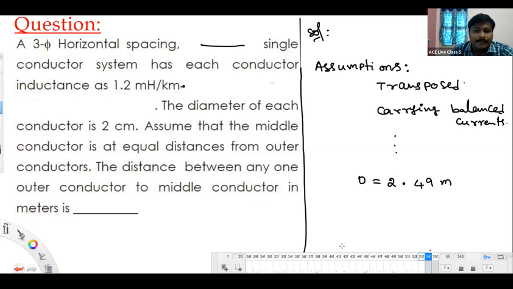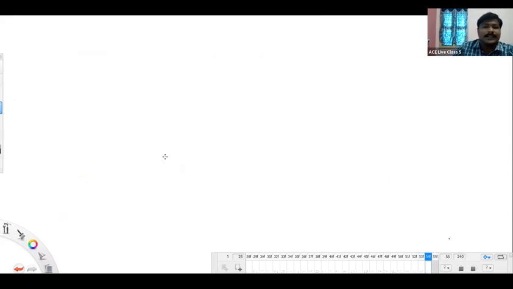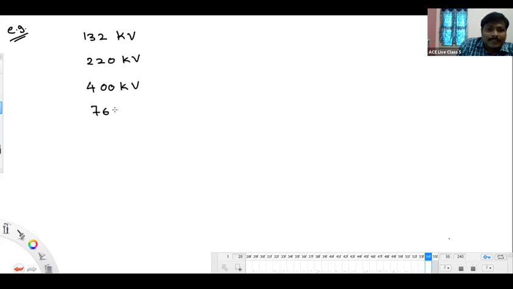Here we can find D by the inductance formula also. We need to think it is transposed to solve. After doing transposition, the GMD of phase A, phase B, phase C are equal, right? Let's continue. In the previous classes, in the basic concepts of power transmission, we discussed different voltage levels like 132 kV, 220 kV, 400 kV, and then 765 kV.